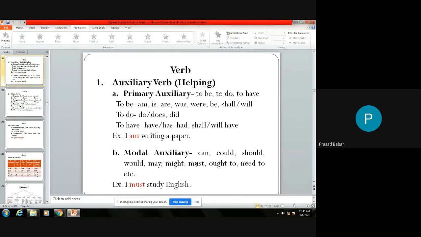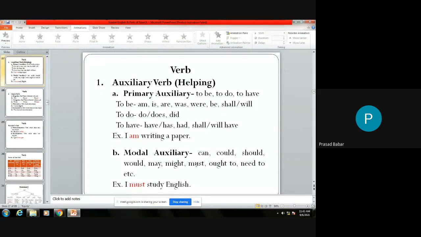So what are its examples? There are three types of auxiliary verbs. It also has three subtypes: form of to be, form of to do, and form of to have. So these are the three subtypes of primary auxiliary verbs. Primary auxiliary verb has three subtypes, that is auxiliary verbs of to be, auxiliary verbs of to do, and auxiliary verbs of to have.